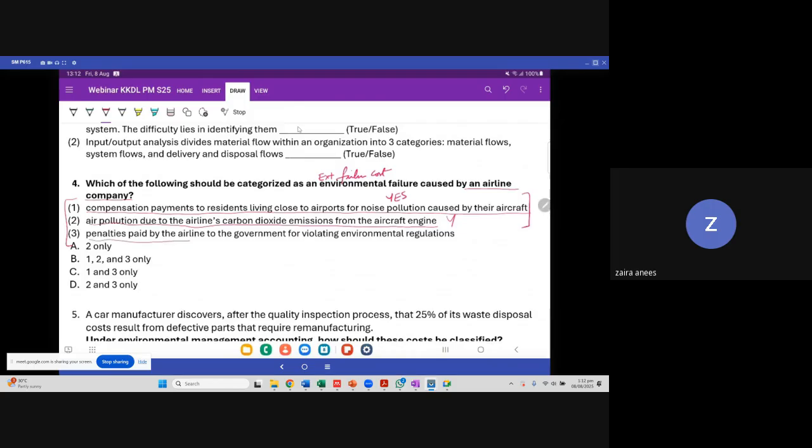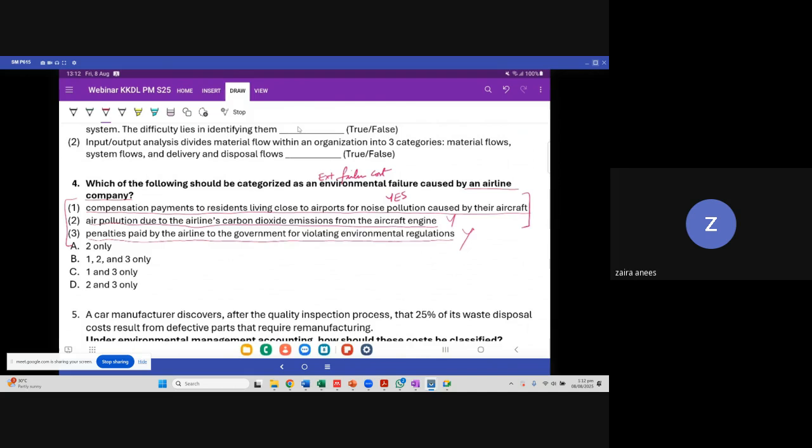Penalties paid by the airline to the government for violating environmental regulations. External, yes, we are paying penalties because we have made an output of so much gases.